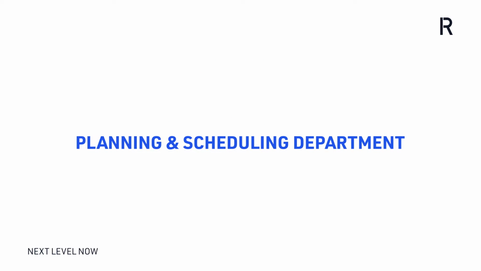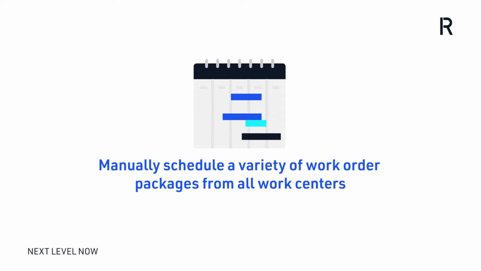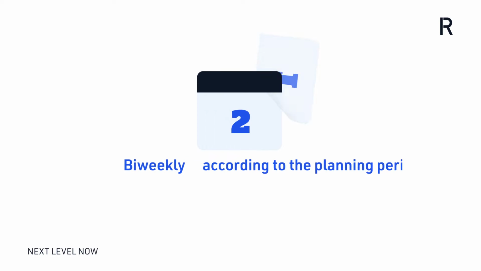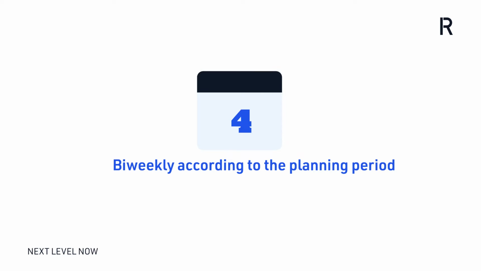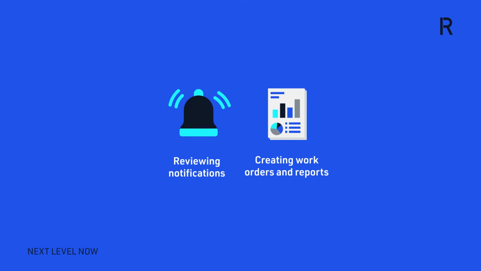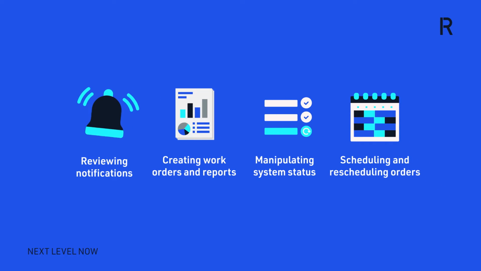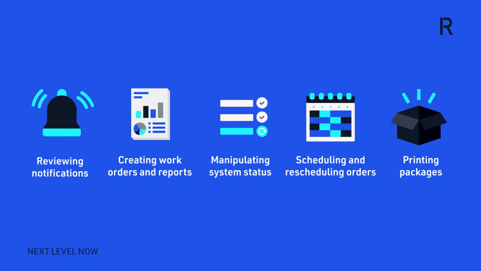Prior to automation, the maintenance planning and scheduling department would have to manually schedule a variety of work order packages from all work centers biweekly according to the planning period. The process involved reviewing notifications, creating work orders and reports, manipulating system status, scheduling and rescheduling orders, and printing packages.